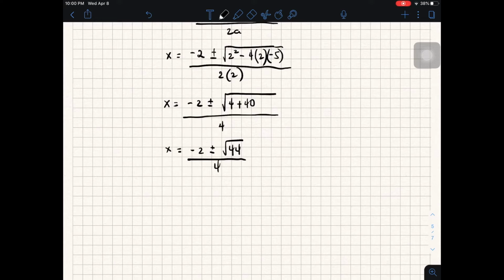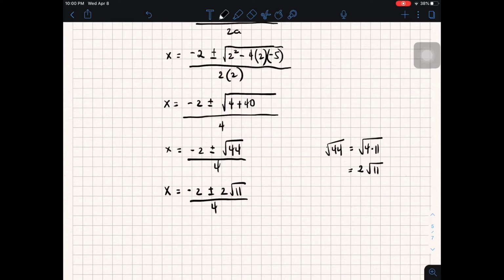Now, we have here 44, which is not a perfect square. Pwede natin extract yung roots. We have square root of 44. That is equivalent to square root of 4 times 11. Therefore, that is 2 square root of 11. So, x is equal to negative 2, positive negative 2 square root of 11 over 4.